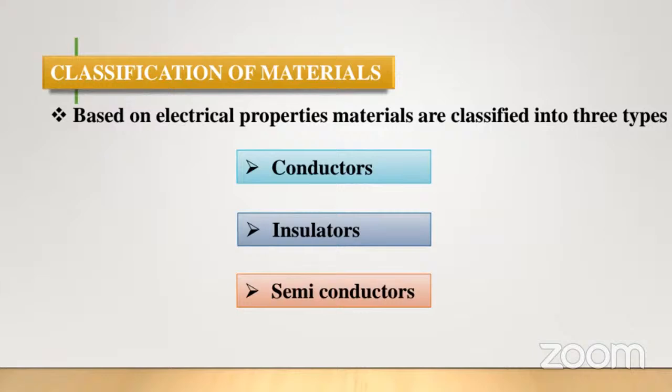Already discussed yesterday this one: classification of materials. There are three types. Based on electrical properties, materials are classified into three types. First one, conductors. Second one, insulators. Third one, semiconductors.